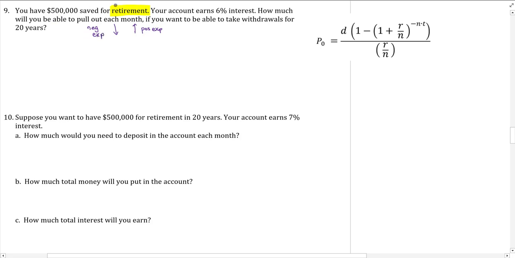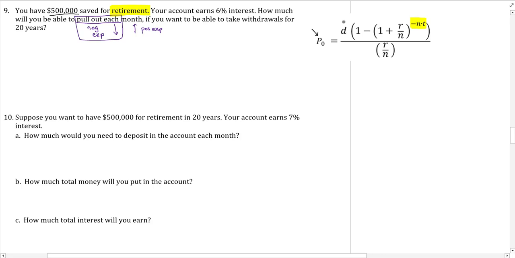So if I have $500,000 saved for retirement and your account earns 6% interest, how much will you be able to pull out each month? Pulling out indicates that I am using a negative exponent, or I'm dropping the amount of money I have in my account. It's not increasing, it is decreasing because I'm pulling it out. So that means I'm going to go over to my formula sheet and make sure I use the negative exponent. Let's go ahead and plug things in.